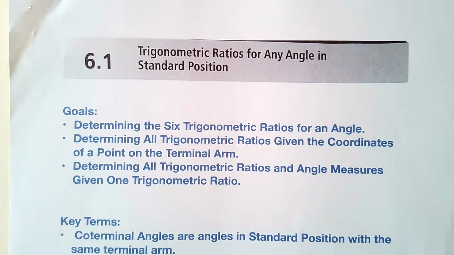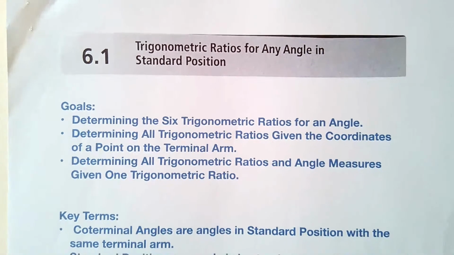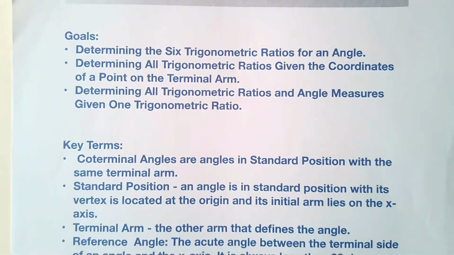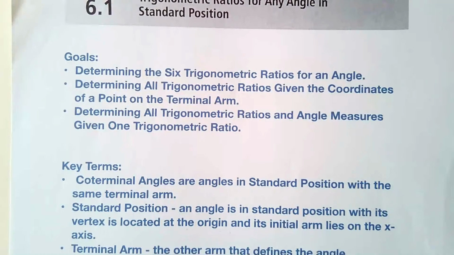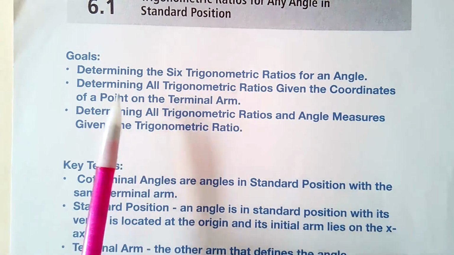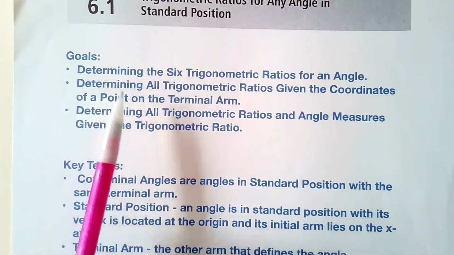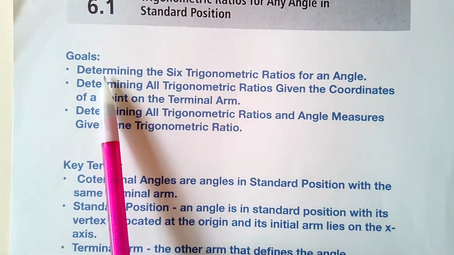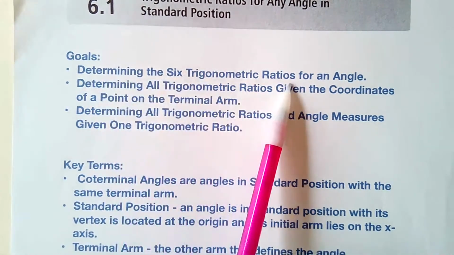Today we are resuming lesson 6.1, trig ratios for any angle in standard position. Our goals for the remaining part of this lesson, which will be the next two lessons, since we probably have altogether 3 more lessons to complete this section: we'll be determining the 6 trig ratios for any angle.